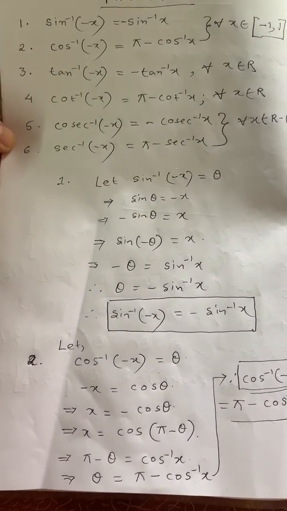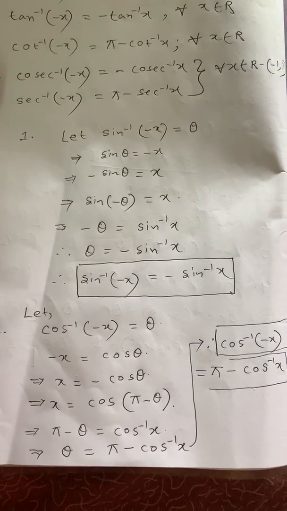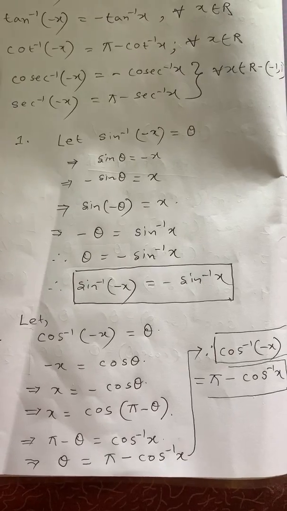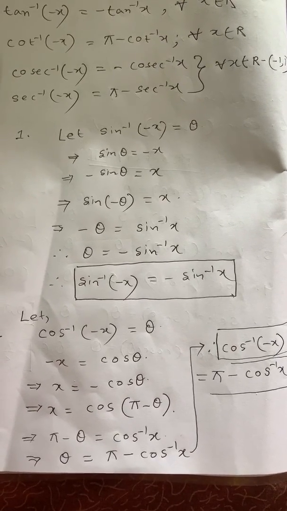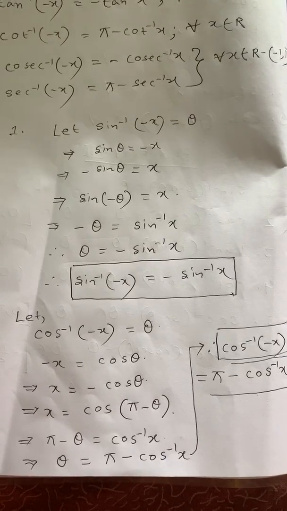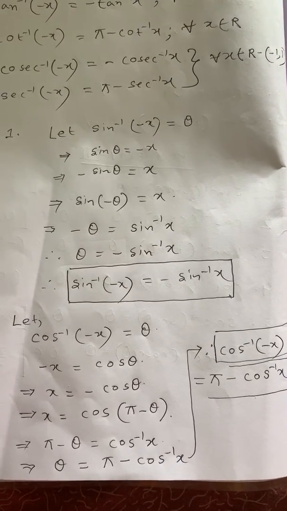If we want to prove rule number 2, see how we can prove it. Here also we consider cos inverse minus x is equal to theta. So minus x is equal to cos theta. Check the steps. It is a similar way of proving. x is equal to minus cos theta.